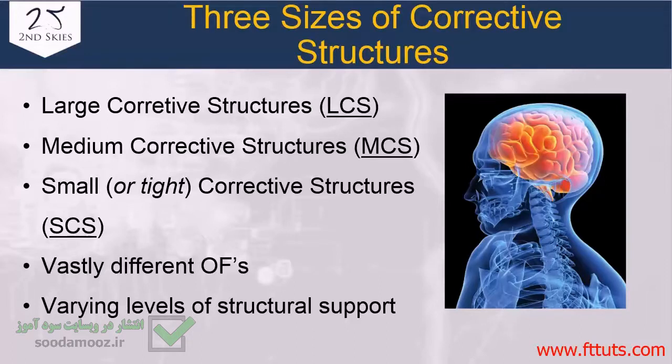If you have 1,000 corrective structures and a third of them are large, you want to be playing the majority of those large corrective structures 90% of the time on both sides of the market. So that's the underlying basis of the order flow behind them.